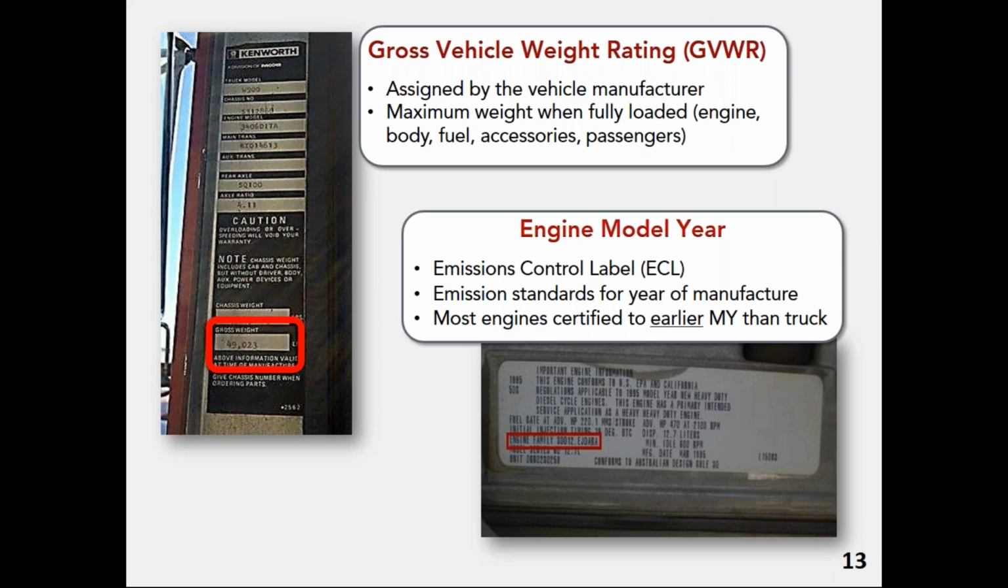But the one that makes a difference for our enforcement people and for this rule is that one that says gross weight. Now, it could say gross weight like this one. It could say GVW. It could say GVWR. Any of those are the number that we're looking for. The second piece of information that we're looking for, because it makes a difference as to what your requirement is, is the model year of the engine.